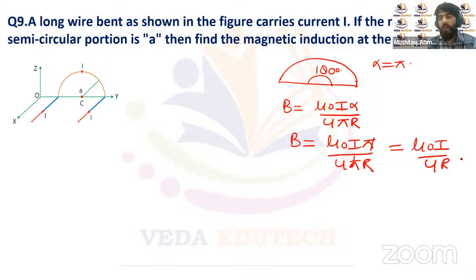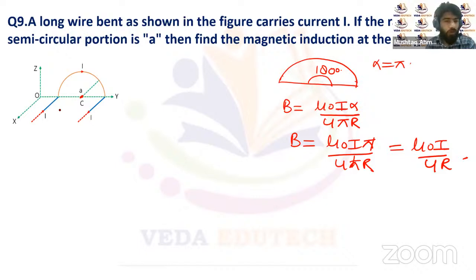So this is the magnetic field due to a semicircle, or semicircular wire carrying current I, at the center of this circle, that's at the point C here in this case. So you can see the magnetic field at the center will be mu naught I upon 4r.